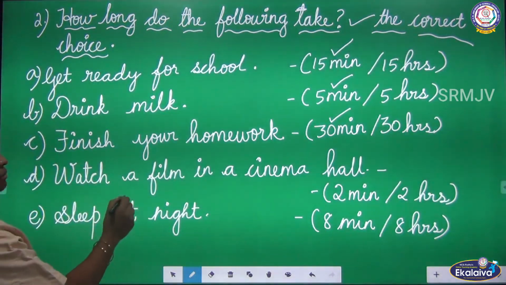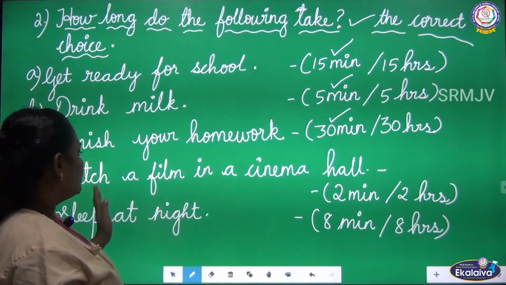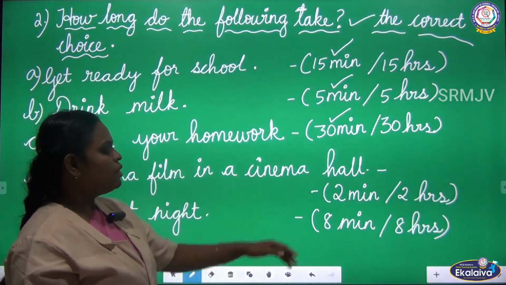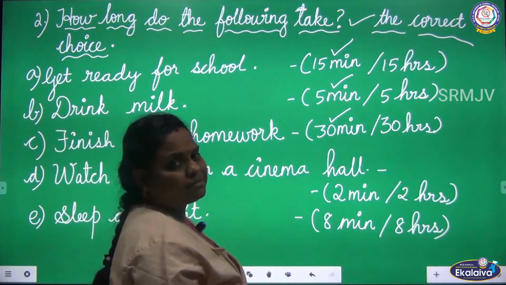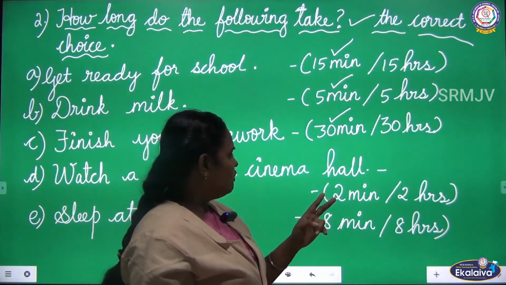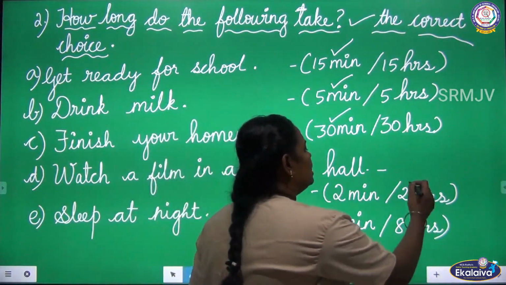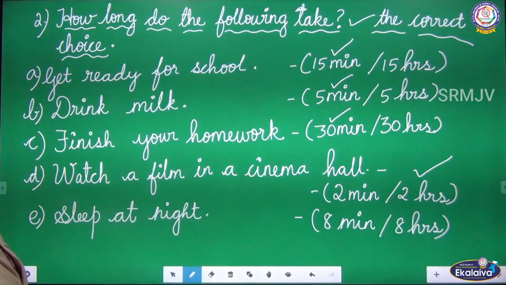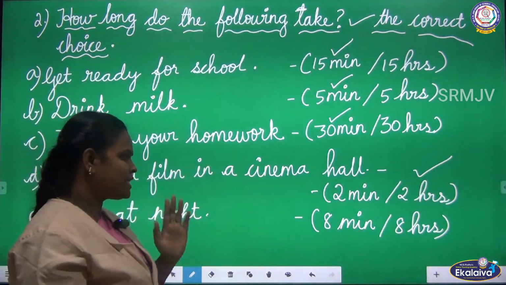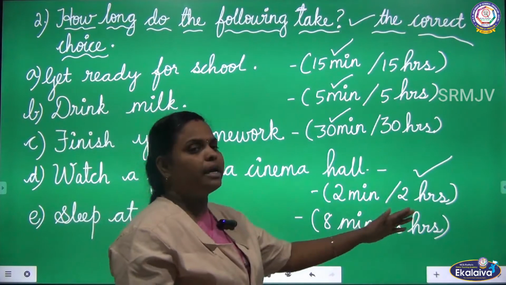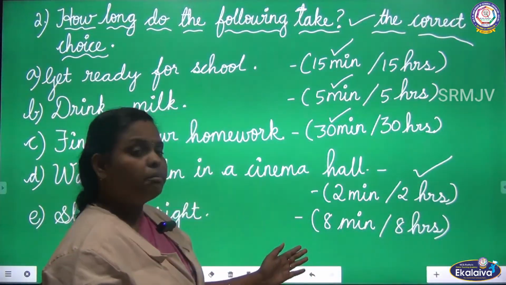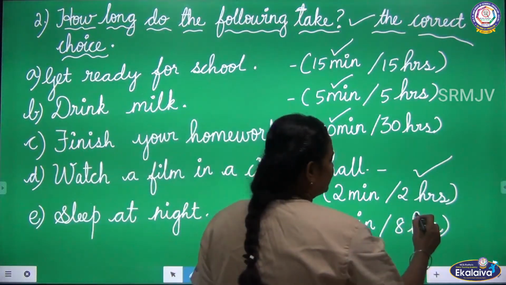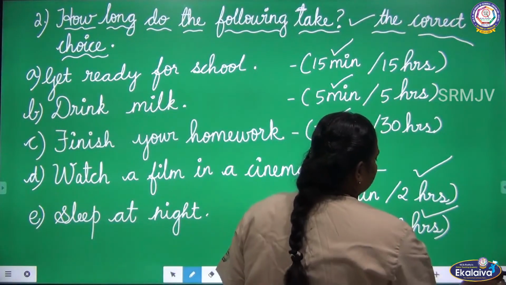Then watch a film in a cinema hall. Watching a film in a cinema hall, is that 2 minutes or 2 hours? Within 2 minutes can you watch a film? No, 2 hours only you will watch a film. Next, sleep at night. So how long will you sleep at night? 8 minutes or 8 hours? Not 8 minutes, 8 hours only you will sleep at night.